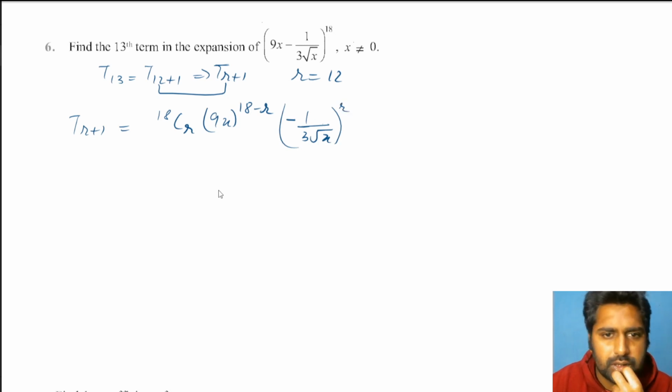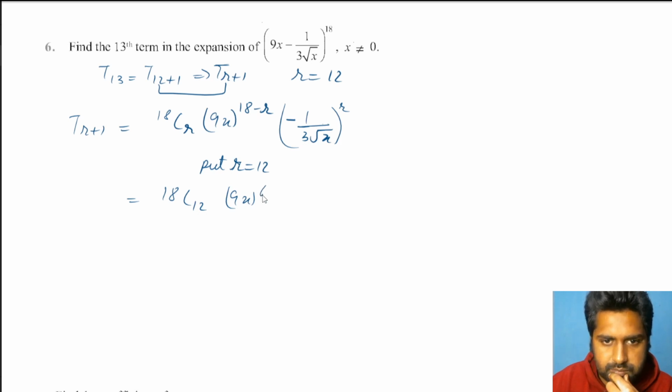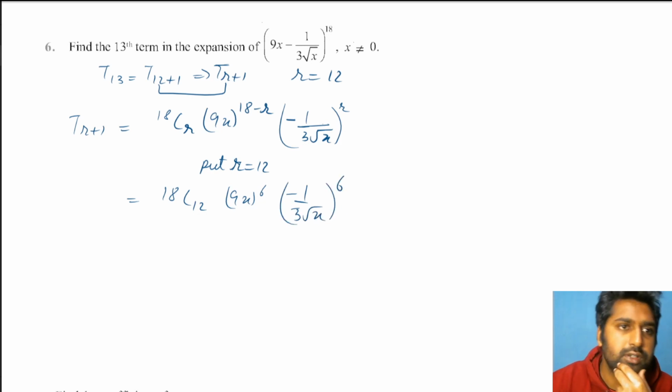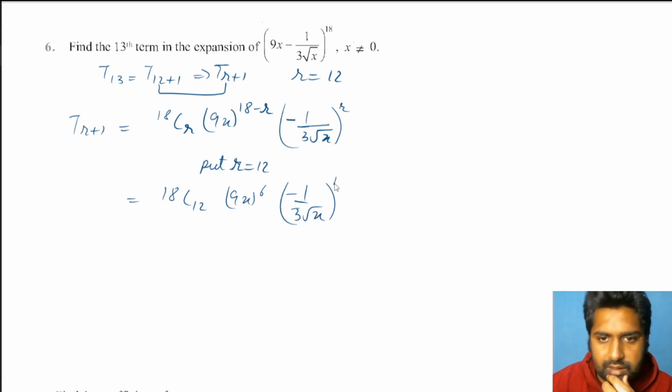Now what you can do is further solve this, or you can directly put r as 12 and then solve. I know that solving in terms of a variable is always complicated, so preference will be towards putting the value and then solving. So let's solve using your method. 18C12, (9x) raised to power, if you put 12, it will become power 6, and (minus 1 by 3 root x) complete raised to power, sorry, not 6, 12.